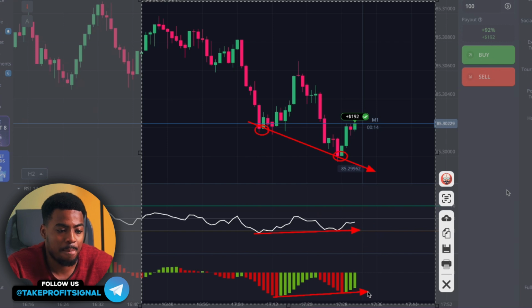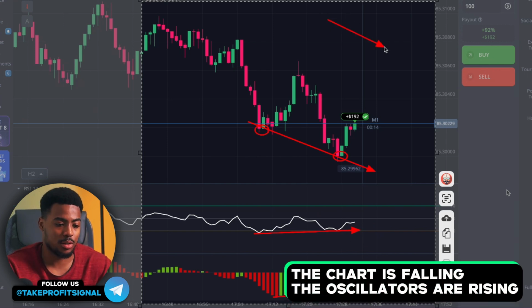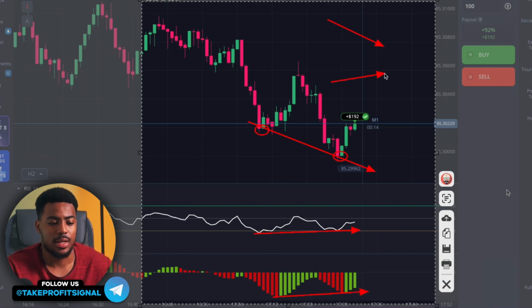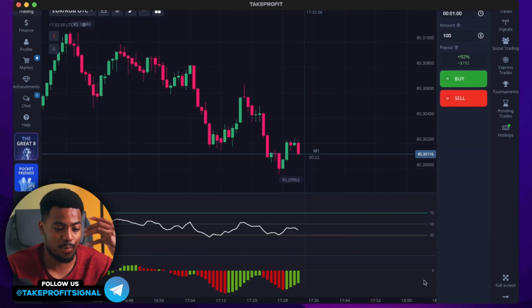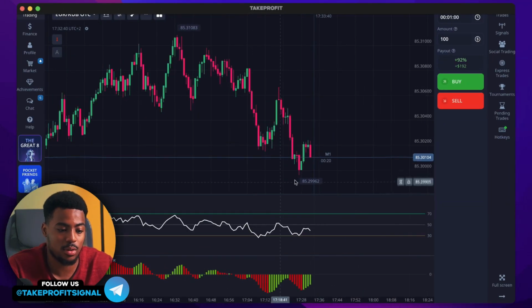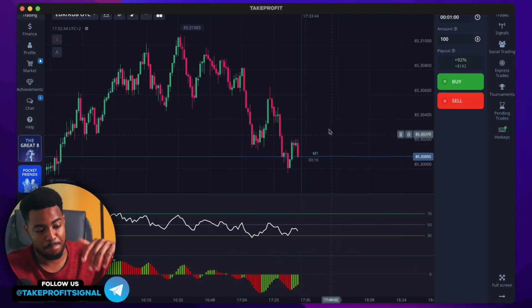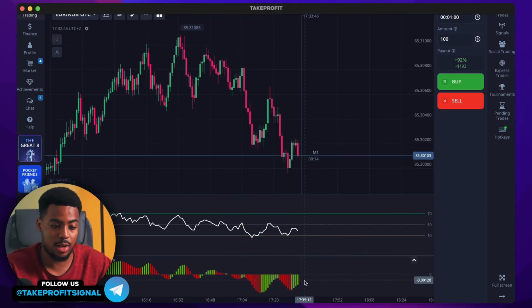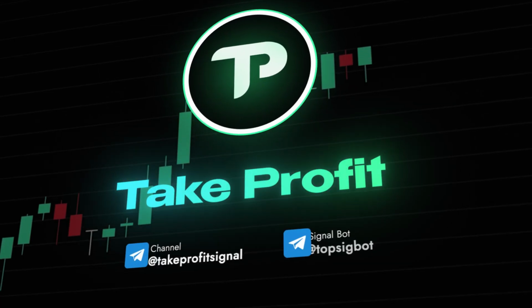the VSM oscillator is also going up. It turns out that the chart is falling while the oscillators are going up. This is the divergence, as the price will always follow the oscillators. So we open a position on the upside, I mean in the direction where the oscillators are moving.